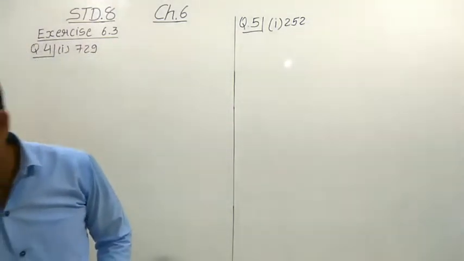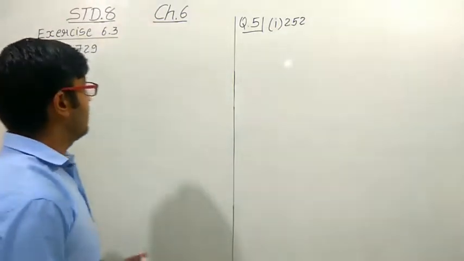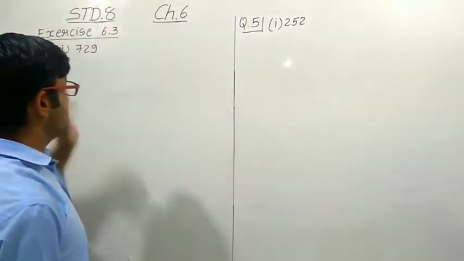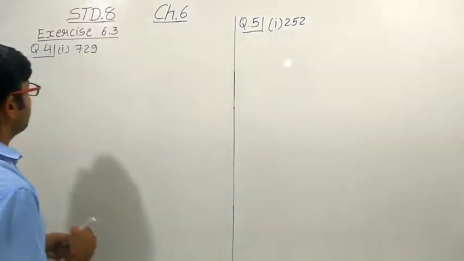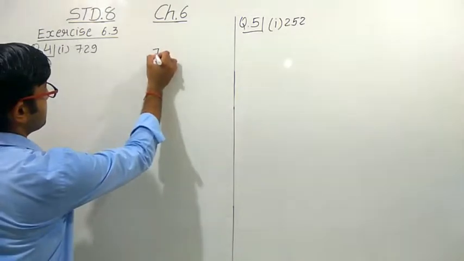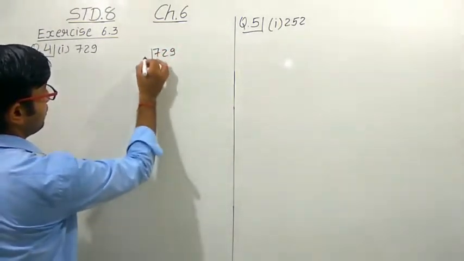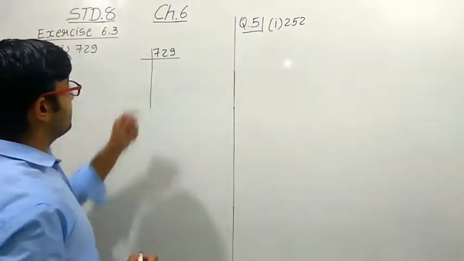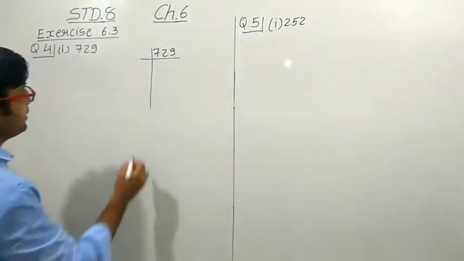So here we have studied the prime factorization method. So let us find out the square root of this 729 by the prime factorization method. So now you know how we have to factorize this 729, right? First of all, see that this number is not divisible by 2. So we have to divide it by 3.